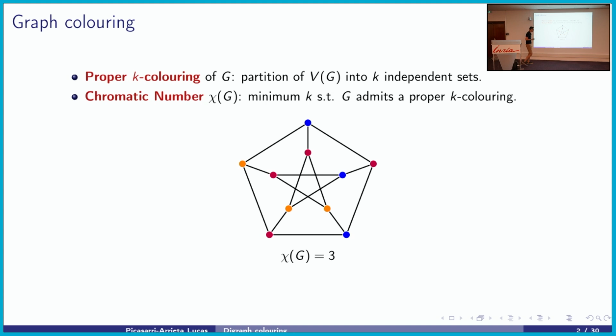So in this example, the chromatic number is 3. You see it is at most 3 because indeed we have a proper 3-coloring of this graph. And it is at least 3 because you have an odd cycle here. And on an odd cycle, you need at least 3 colors.